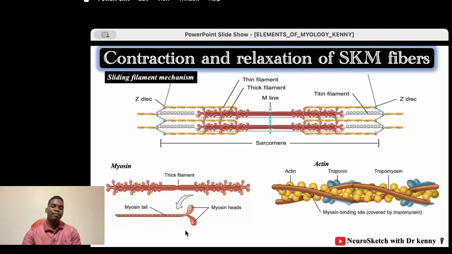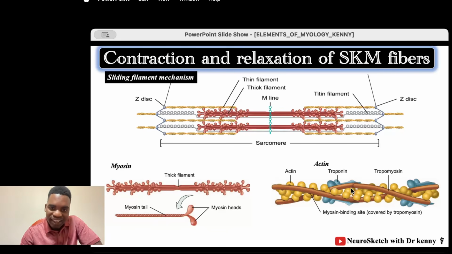So the myosin heads are the ones that come to bind to the actin, while the tails are pointing to the middle. The tails do not contribute to the formation of this contraction stuff. Correct? Yeah.